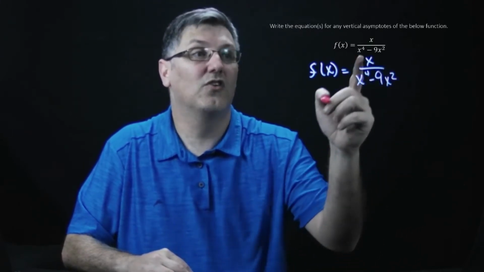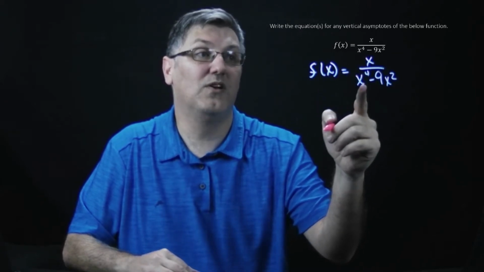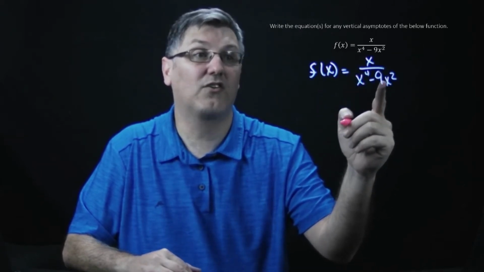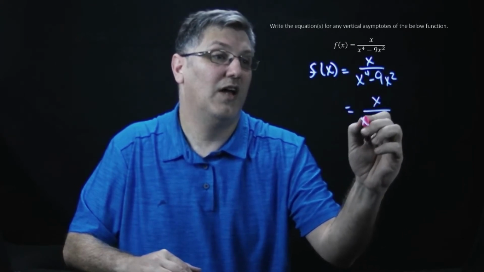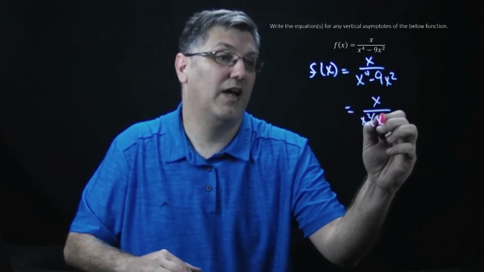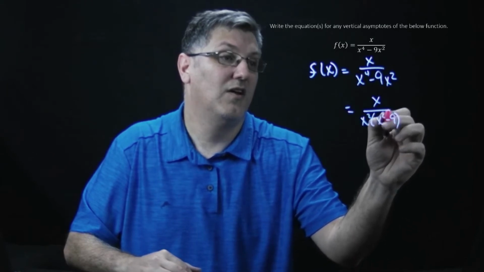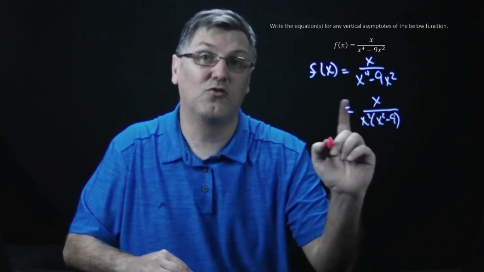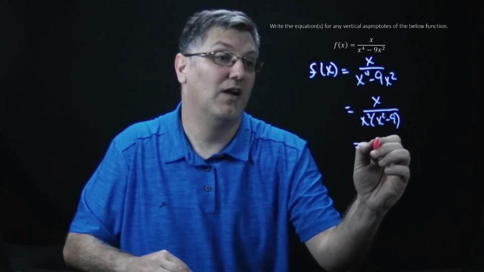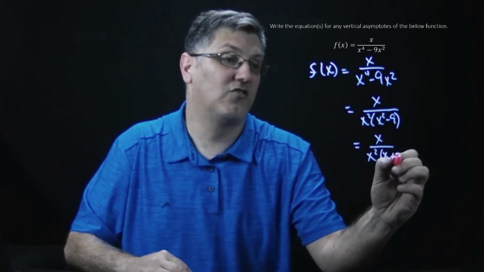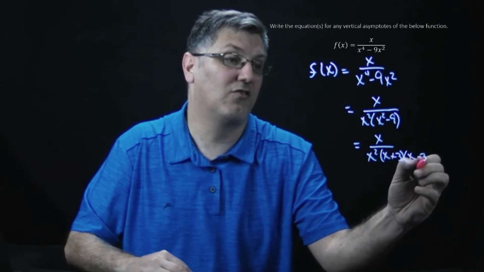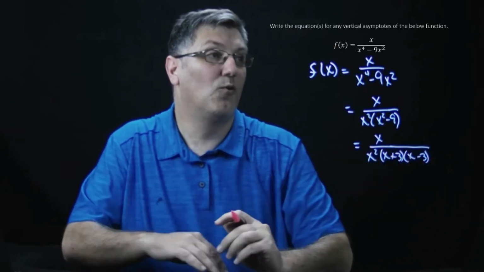All right, so the top doesn't factor, but the bottom definitely does because I already have a GCF of x squared. So I can factor this to x over x squared times x squared minus 9. Hey, wait, this is a difference of 2 squares, so that even factors as well. And I have x over x squared, x plus 3, and x minus 3. Okay, now I'm fully factored.